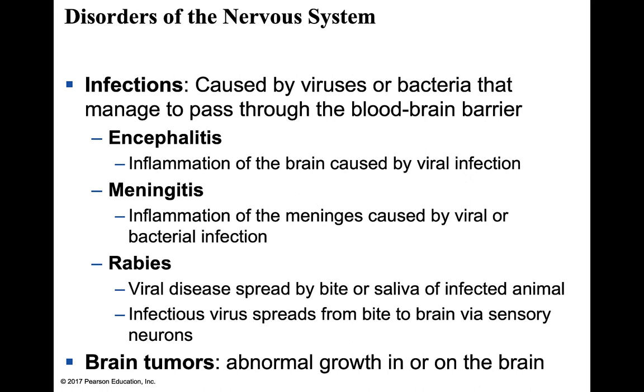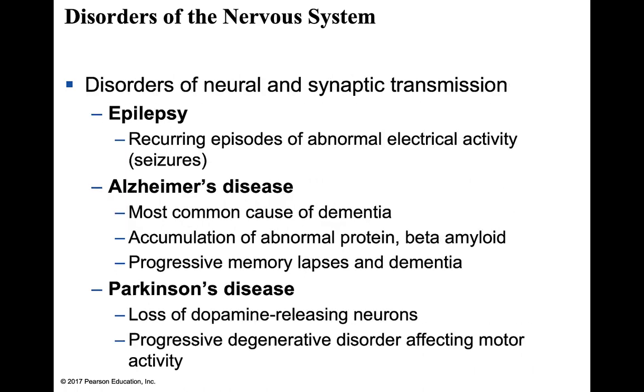Rabies, this is a viral disease that's spread by bite or saliva of an infected animal. And this virus actually spreads from the bite to the brain, and that's through the path of sensory neurons. There are brain tumors. These are actually abnormal growths in or on the brain. Okay. Epilepsy, here we're looking at an issue with the electrical activity. And some people have these severe seizures, and that's very abnormal activity within the brain.